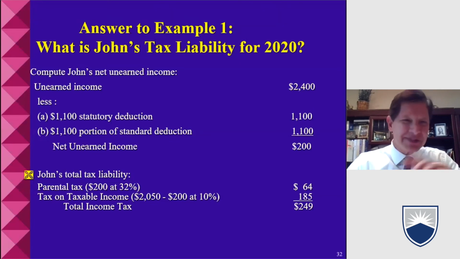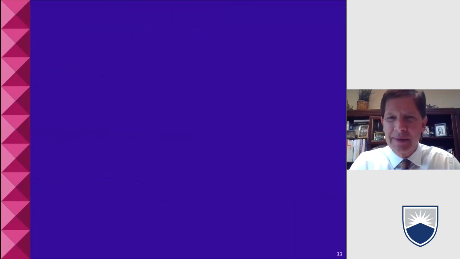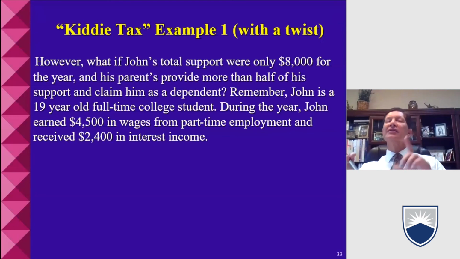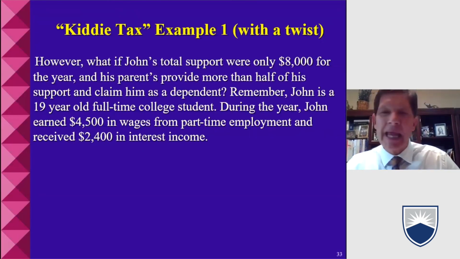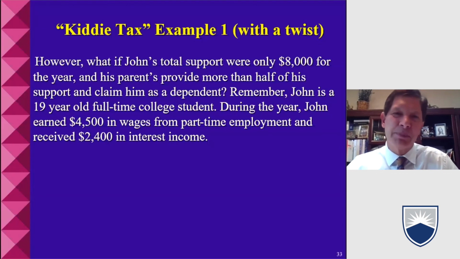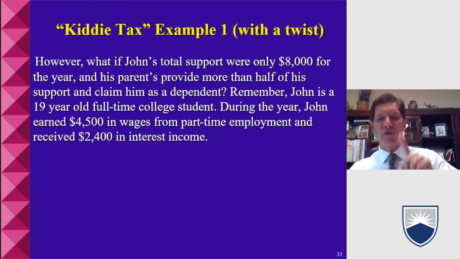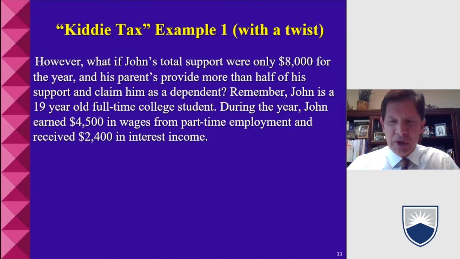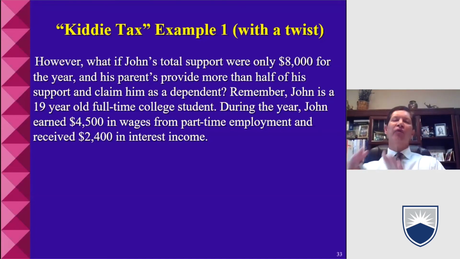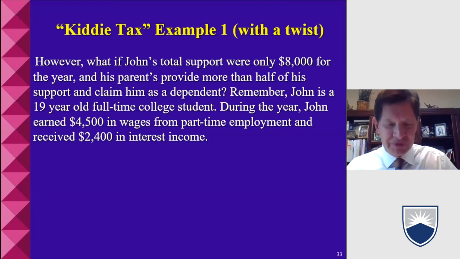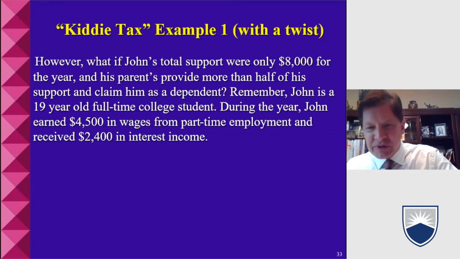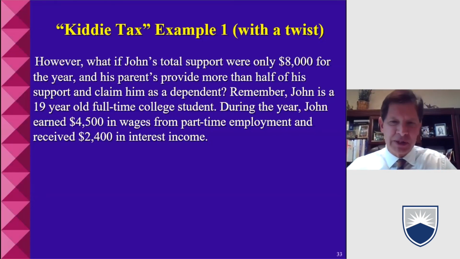Can we avoid it? Yes, of course we can. What if John's total support were only $8,000 for the year? And his parents do provide more than half of his support and claim him as a dependent. Remember, John is a 19-year-old full-time college student. During the year, John earned $4,500 in wages from part-time employment and received $2,400 in interest income.